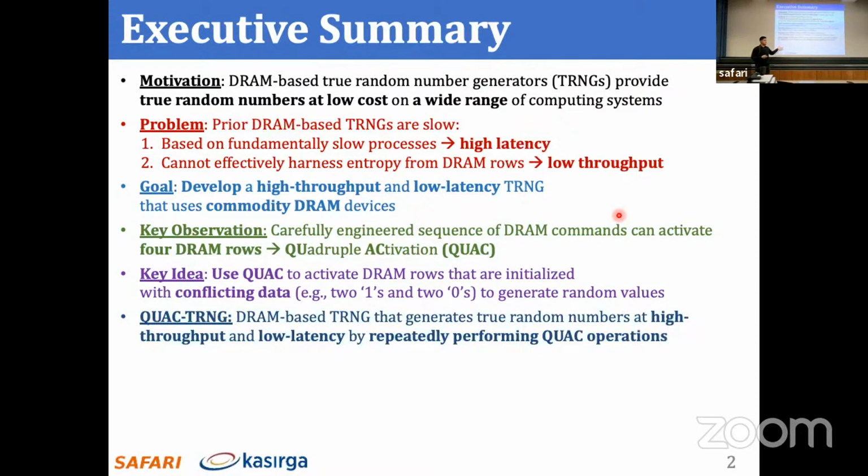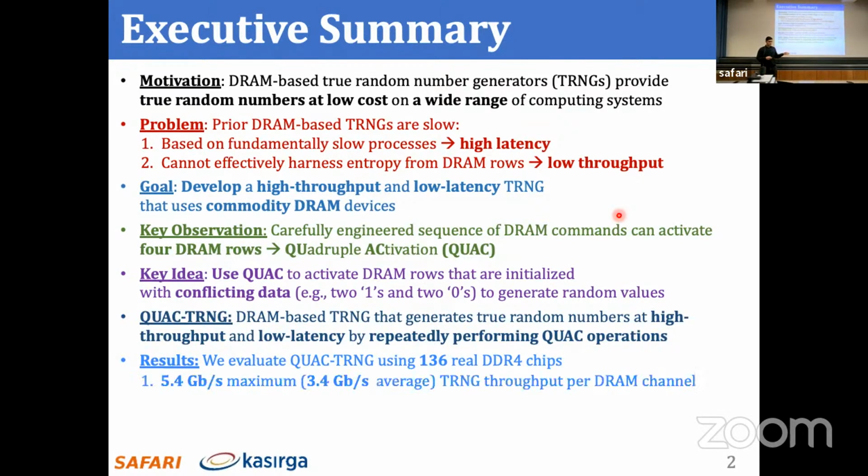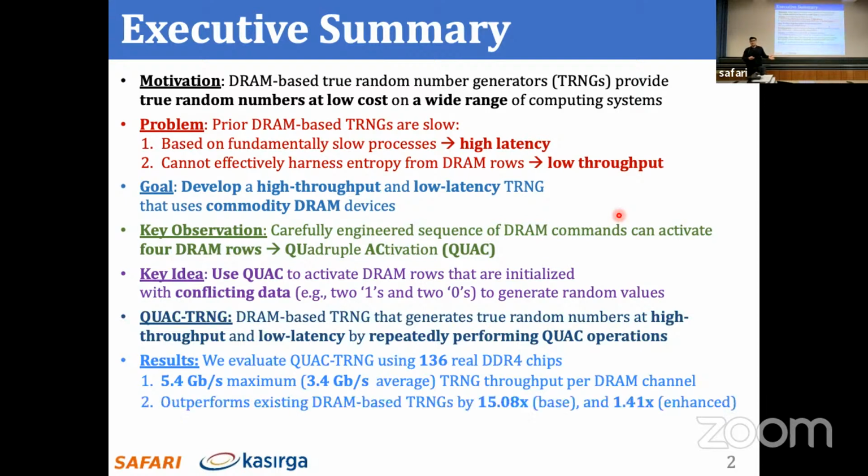It is a true random number generator that generates random numbers at really high throughputs and low latency by repeatedly performing these operations. And we evaluate QUAC-TRNG using 136 real DDR4 chips. We show that we can generate true random numbers at throughputs going up to 5.4 gigabits per second per DRAM channel. It outperforms the existing random number generators by 15 times and their enhanced versions by 1.4 times. And it can generate true random numbers at very low latency. We can generate a 256-bit random number in 274 nanoseconds.